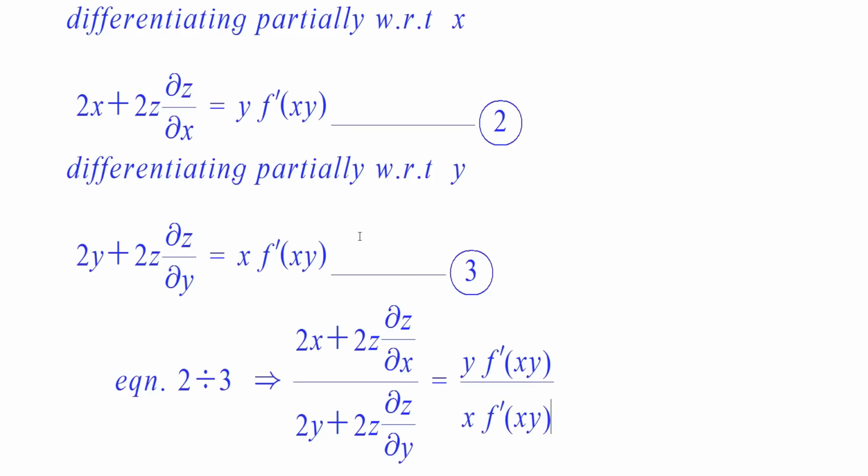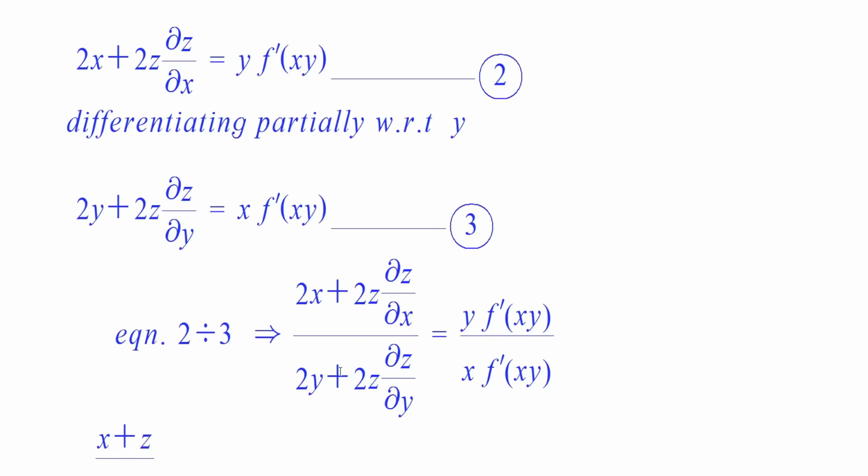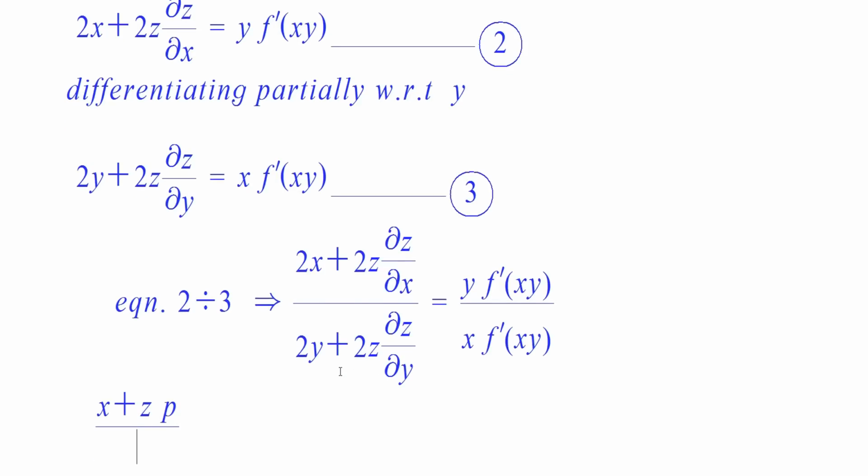On LHS, we take 2 common from numerator and denominator. After eliminating common factor 2 from LHS, we get x plus z into dou z by dou x, which can be written in the form p, divided by y plus z into dou z by dou y, which can be written in the form q, is equal to, cancelling f dash of xy from numerator and denominator, then we get y by x.